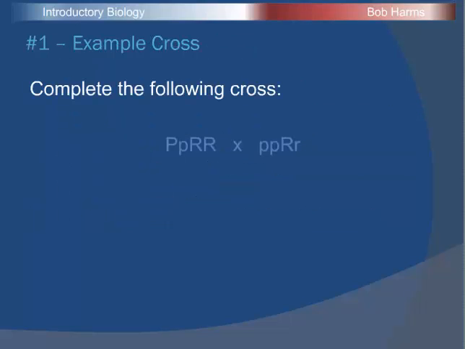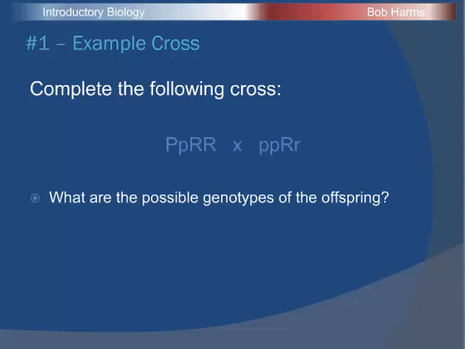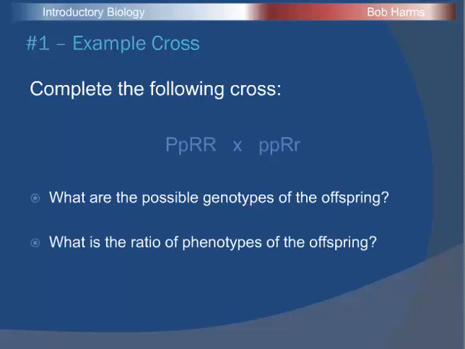Let's say we're going to cross a plant with purple flowers and round pea shape. So big P, big R, and let's cross it with a parent who has white flowers and round pea shape. Little p, big R, little r. So what I want you to do is figure out what are the different genotypes their offspring might have, which means do a Punnett square, and what is the ratio of phenotypes? What are the offspring going to look like, and how many of each might I have? So pause the presentation and go ahead and work that cross out.